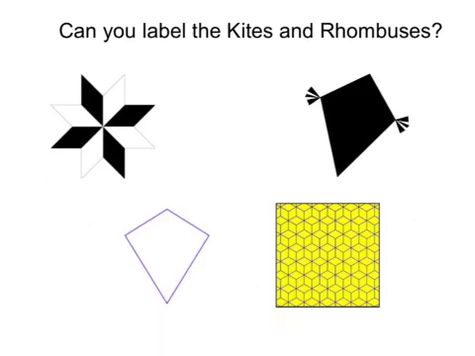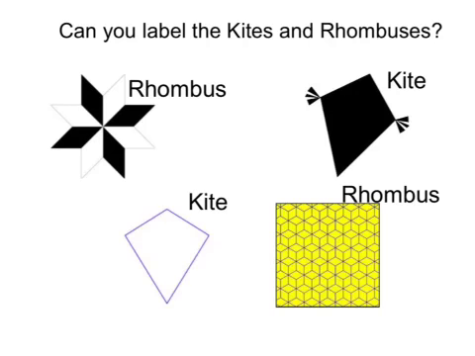Can you label the kites and the rhombuses? On this page there are two kites and two rhombuses. Pause your video here, see if you can find the kites and the rhombuses.